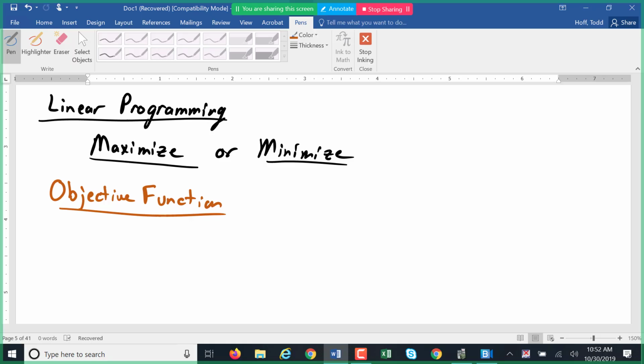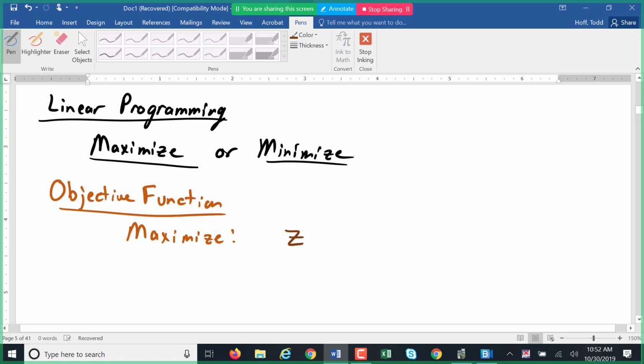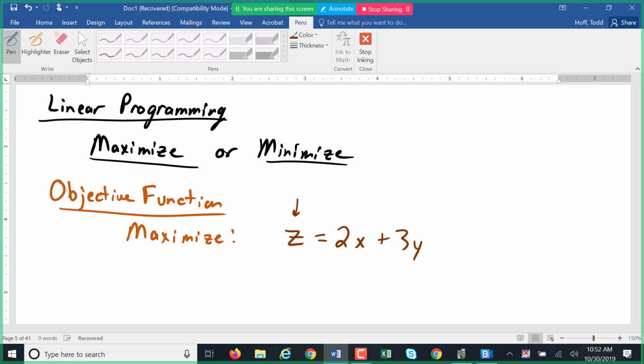So let's say that we want to maximize the objective function. Z is our objective variable here. That's the value that we want to maximize. So it's not really part of the graph. z equals 2x plus 3y. So we want to find the values of x and y that maximize z within given constraints.